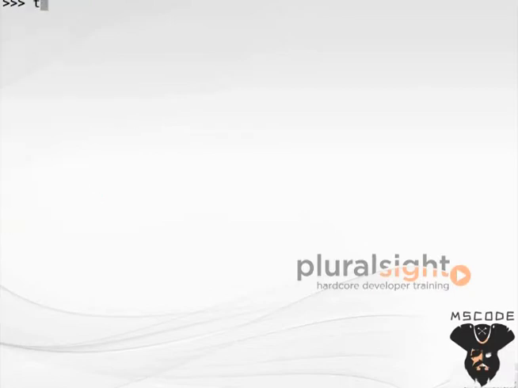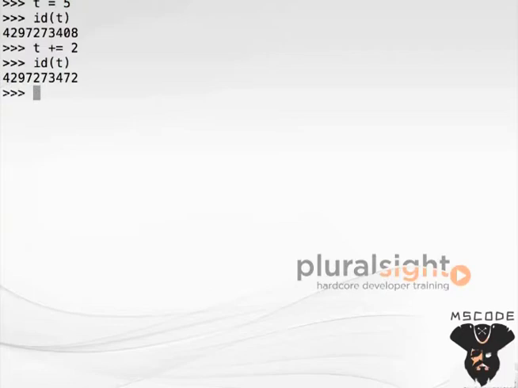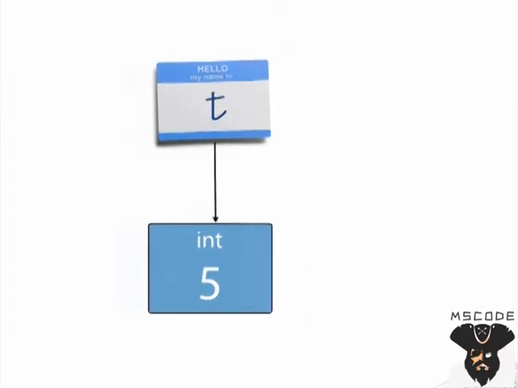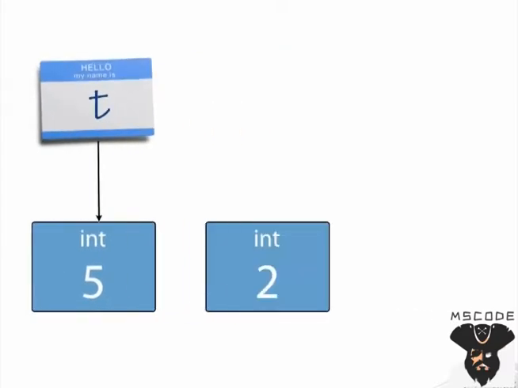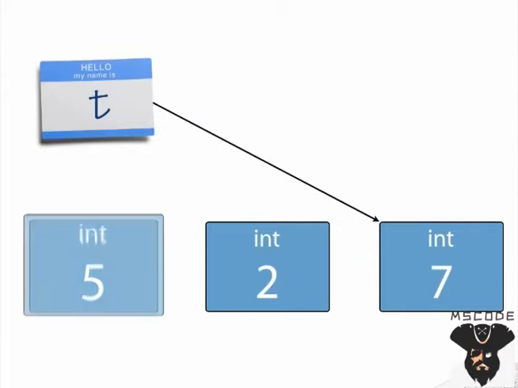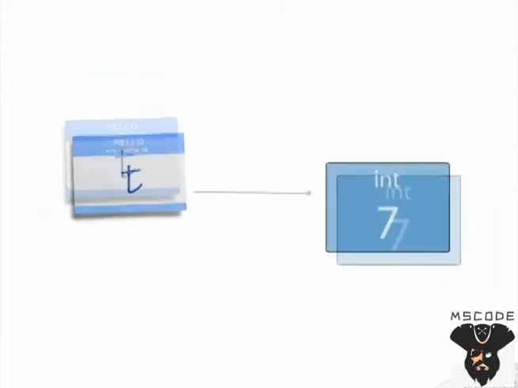Even operations which seem naturally mutating in nature are not necessarily so. Consider the augmented assignment operator. Now let's look at that pictorially. We start with t referring to an int 5 object. Augmented assignment creates an int 2 without assigning a reference to it. It then adds the original int 5 with the new int 2 to produce a new int 7. Finally, it assigns t to the int 7 and the remaining ints are garbage collected.